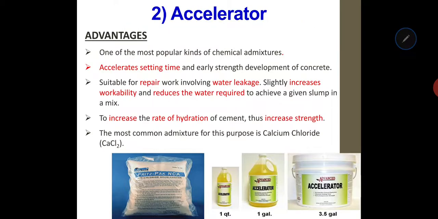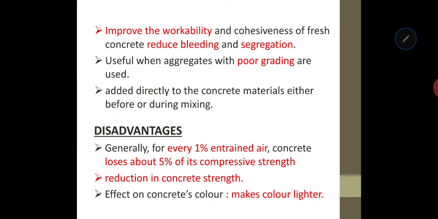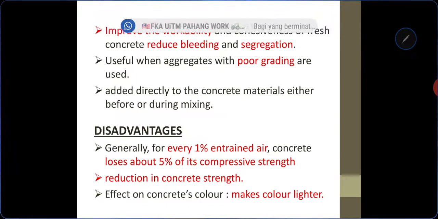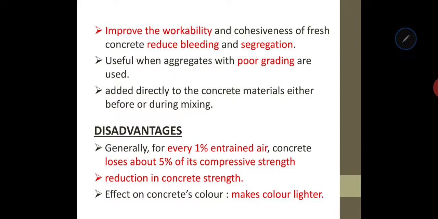Okay, next, of course, you have more advantages of it, which is to improve the workability and cohesiveness of fresh concrete. We have already discussed bleeding, so here we can reduce the bleeding and also segregation. Okay, this admixture is useful when aggregate with poor grading is used. What you need to do is to add it directly to the concrete materials either before or during mixing.